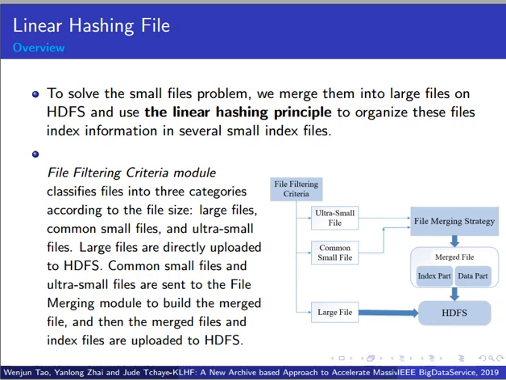Large files are directly uploaded to HDFS. Common small files and ultra small files are sent to the file merging model to build the merged file, and then the merged file and the index files are uploaded to HDFS.